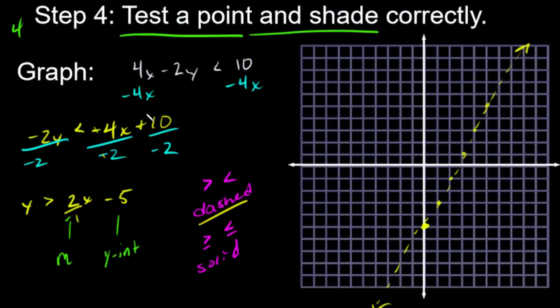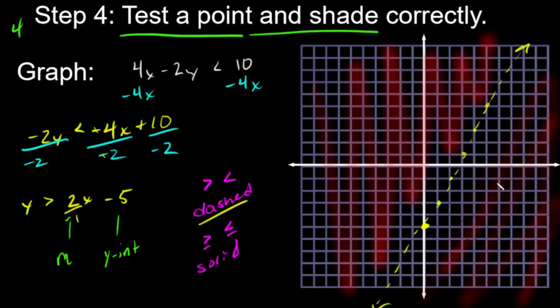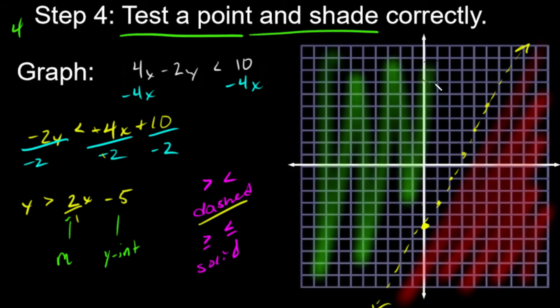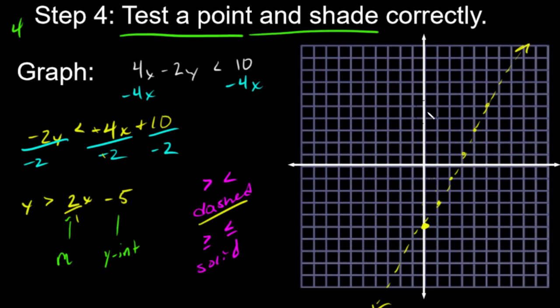What this line represents is the boundary between all of the things that are solutions and all of the things that are not solutions. So one of these two things will happen. Either all of this is going to be a solution and all of this will not be a solution, or all of this will be a solution and all of this will not be a solution. One of those two things is true. And right now we don't know which is which.